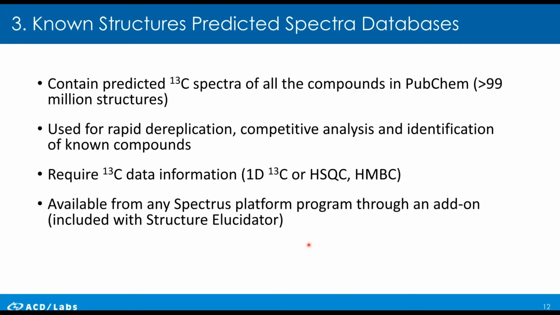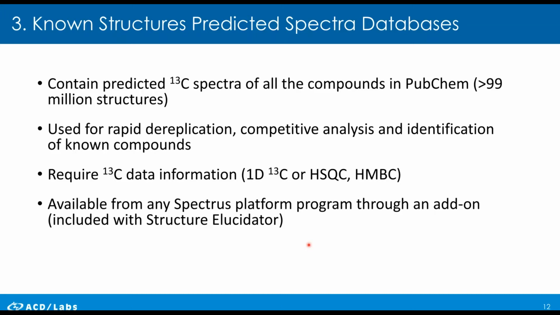Third, the databases containing predicted spectra of known structures. These contain predicted carbon-13 spectra of all the compounds in PubChem. At the moment, this is more than 99 million structures, just shy of 100 million structures. These are databases that we have compiled, and we are distributing. And they can be used for the rapid dereplication and competitive analysis and identification of known compounds.